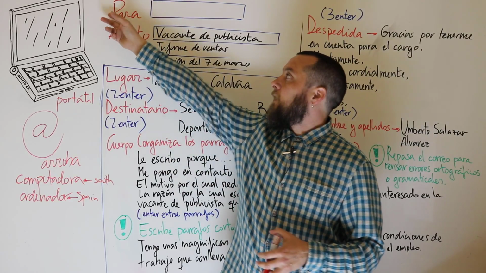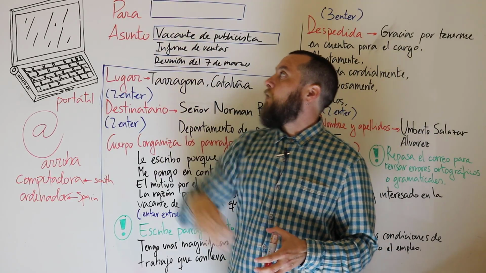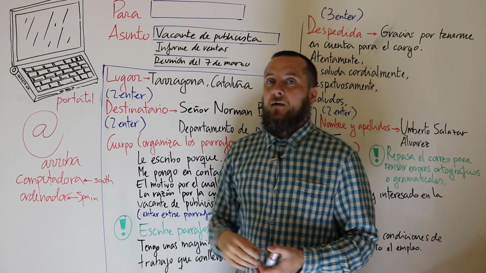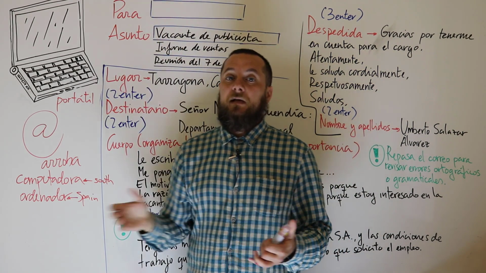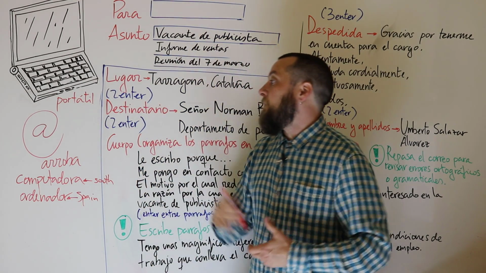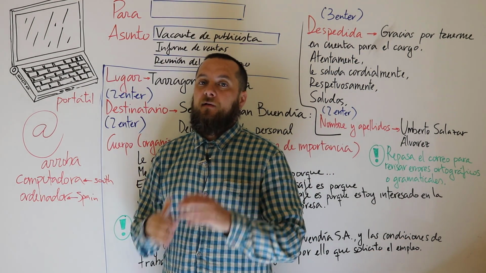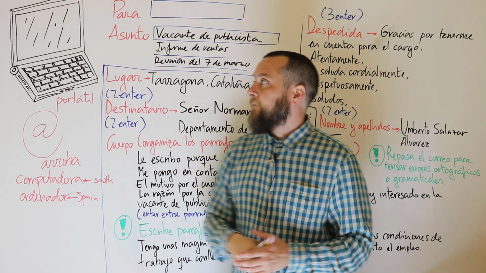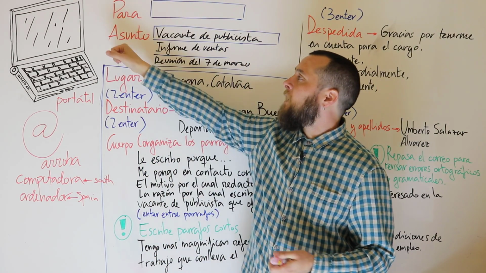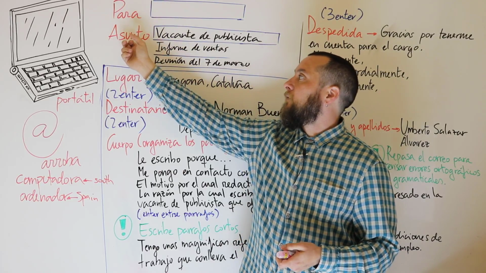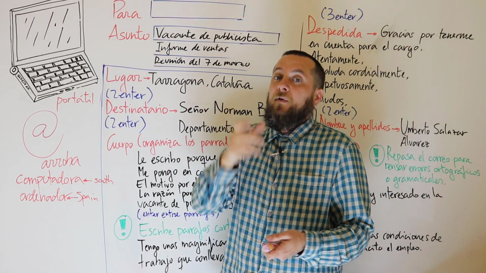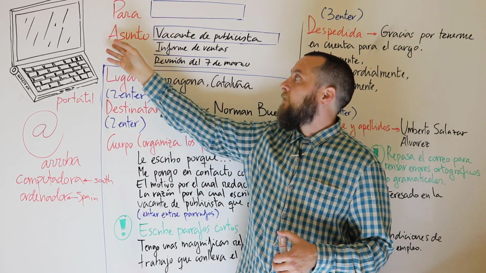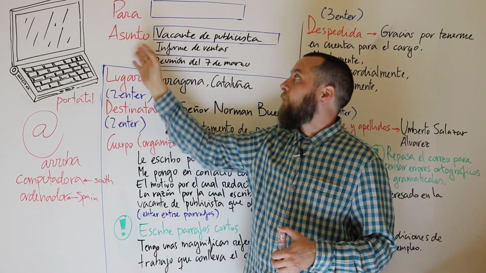Well, first, you have this place on the computer where you can read in Spanish para. In this place you have to write the email, okay? So maybe juanperez@hotmail.com, for example. Then we have this other place where you have to write the motive, the reason of the email. In this case, you're going to find asunto, okay?